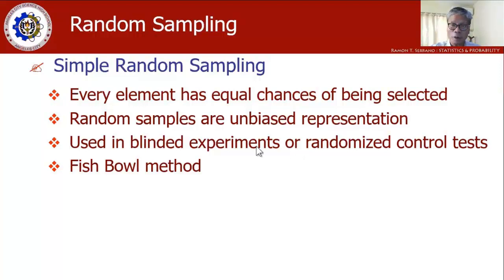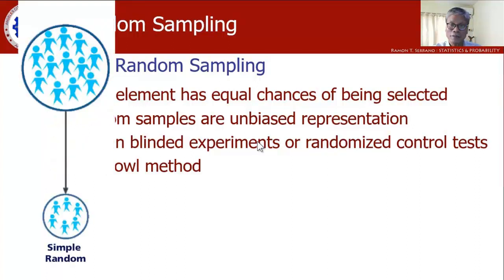Okay, and the most popular method is fishbowl, although you can use a randomizer, wherein you generate random numbers, and then let's say you get number 25, you get the 25th name, or probably from the list, you have a list of all the members of the population, and then you select the 25th person, and that's how you do the simple random sampling, okay? That's how I illustrate it, okay?